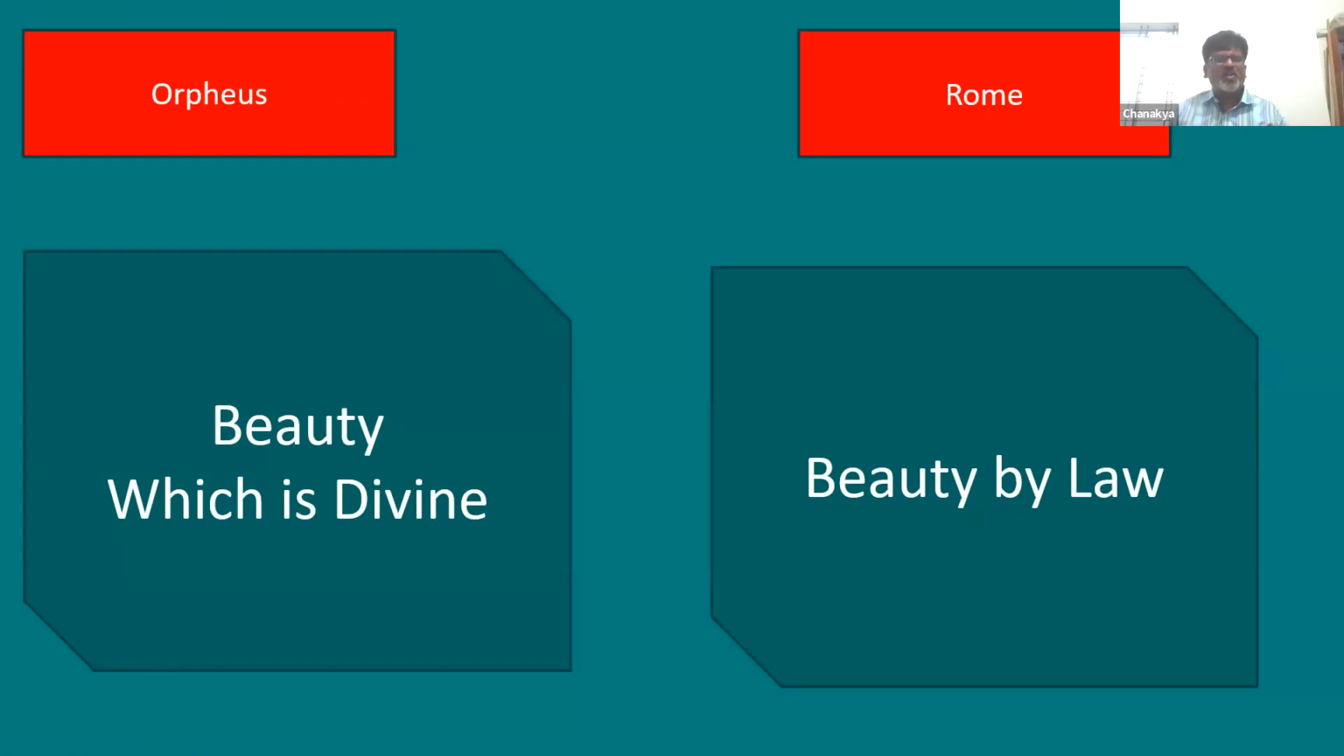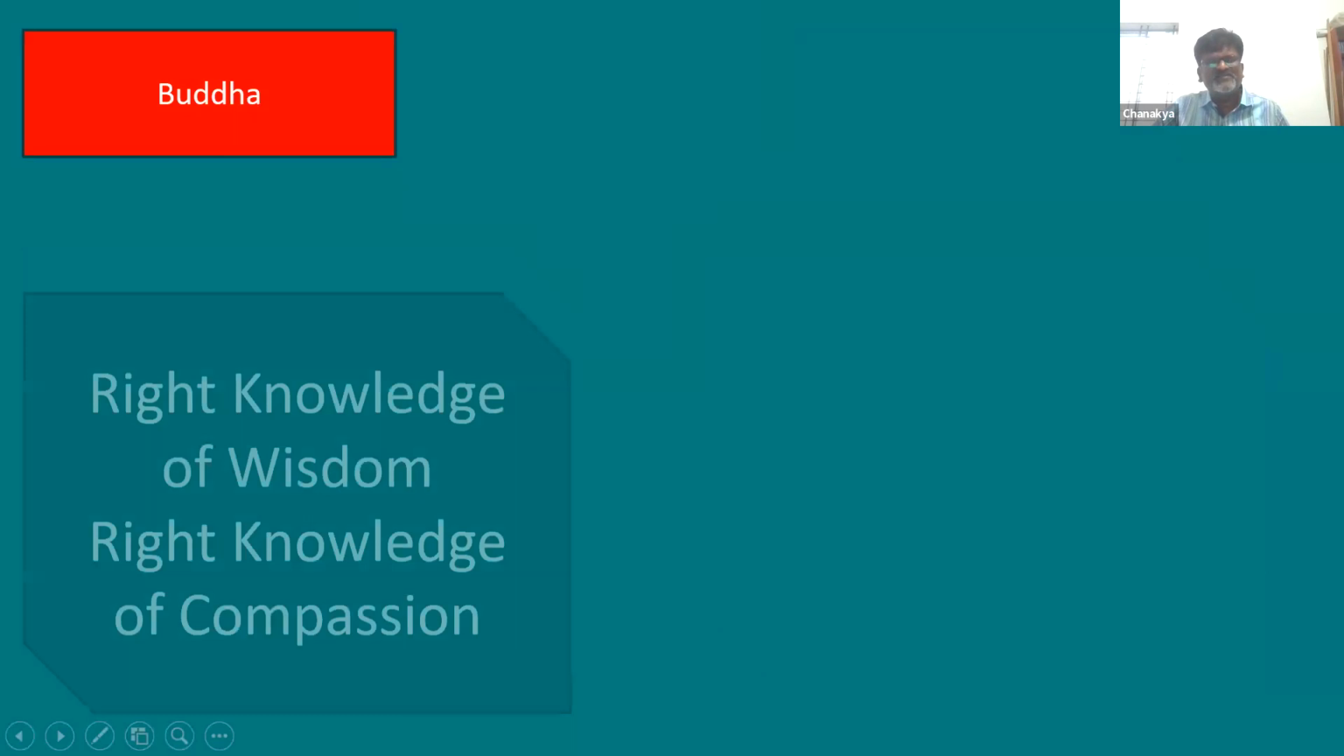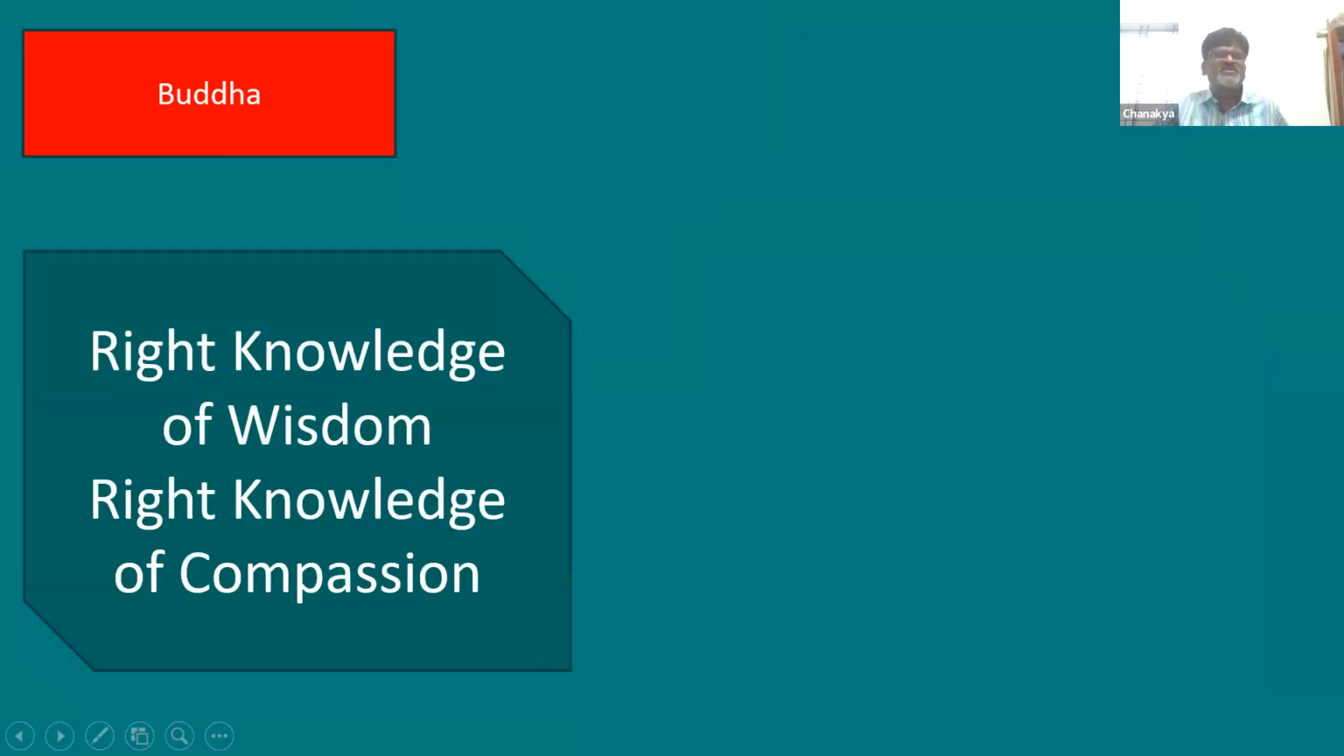That is why you can see a lot of beautiful sculptures there. The gods are so beautiful there. Their perception of God is beauty. So everything is the same. And if you say Buddhism, it is very practical: right knowledge of wisdom and right knowledge of compassion. These are, again, morality-wise, a more practical way of understanding a religion rather than a theoretical one.